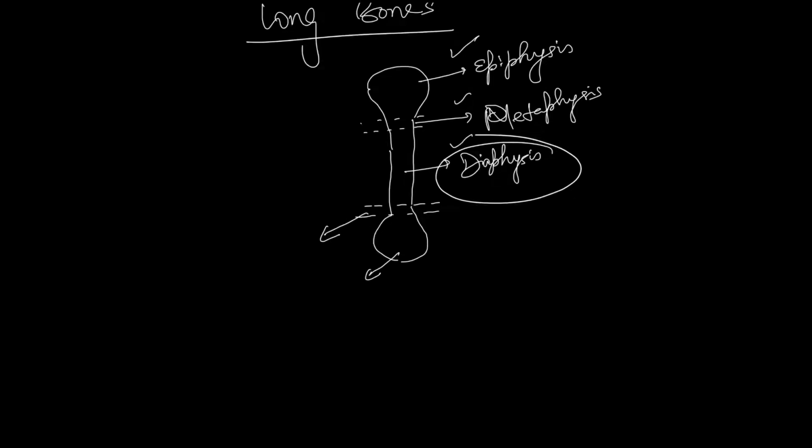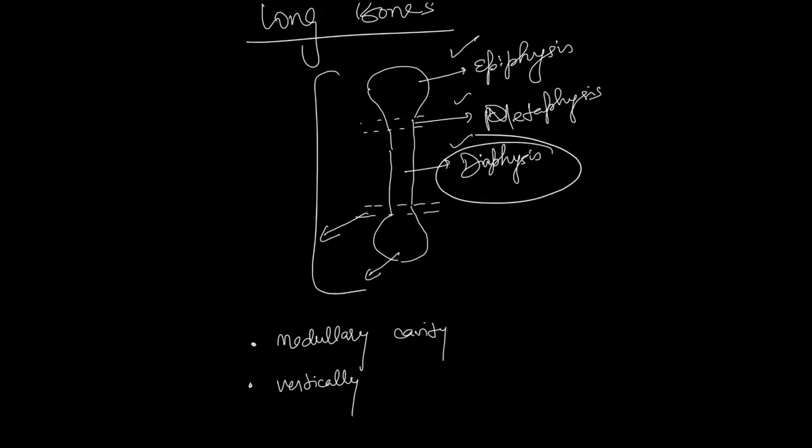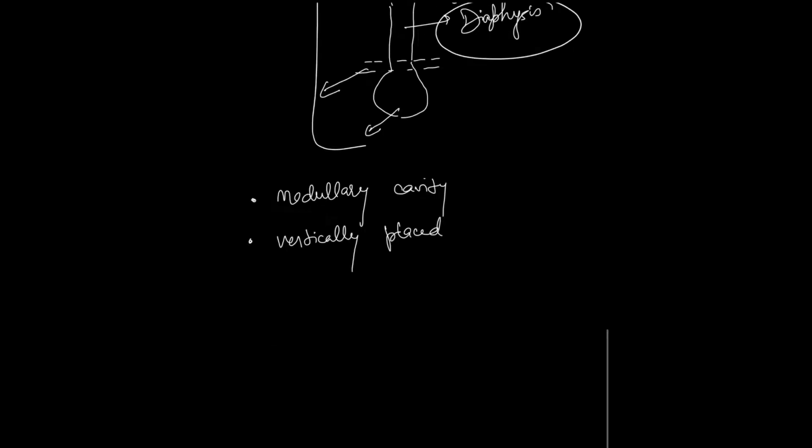What are the features? All these things are the features: epiphysis, metaphysis, diaphysis, and it will have a medullary cavity. Mostly they are vertically placed. And now I'll tell some exceptions to these features.